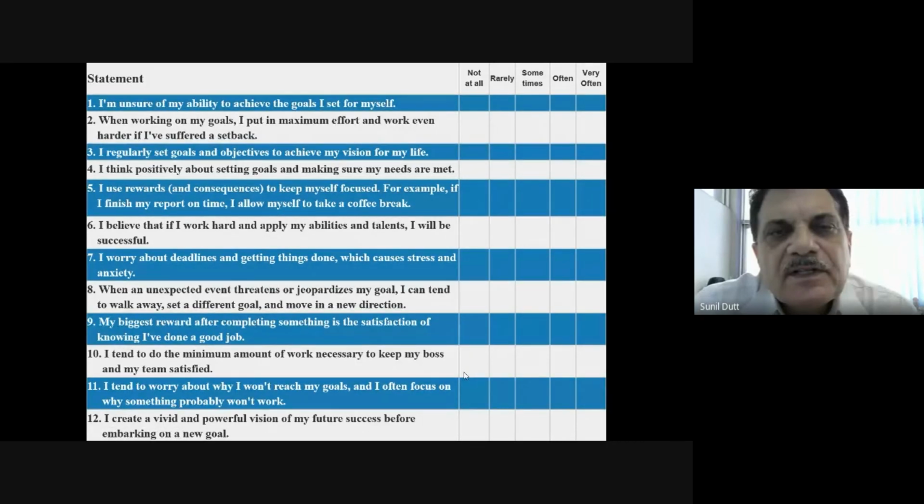What you can do is, on a piece of paper, you write the serial number of the statements and the 5-point scales: not at all, rarely, sometimes, often, and very often. Please read all these 12 statements and give a tick mark in the column that most applies. For example, I am unsure of my ability to achieve the goals I set for myself. So you have to give a response out of these five responses: not at all, rarely, sometimes, often, and very often.